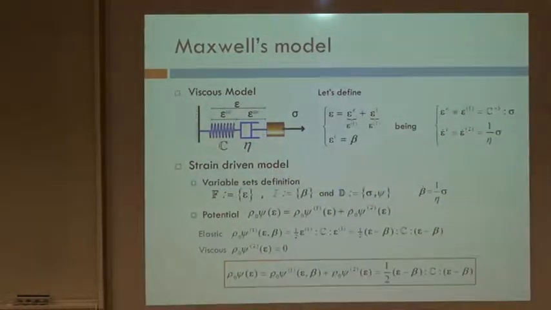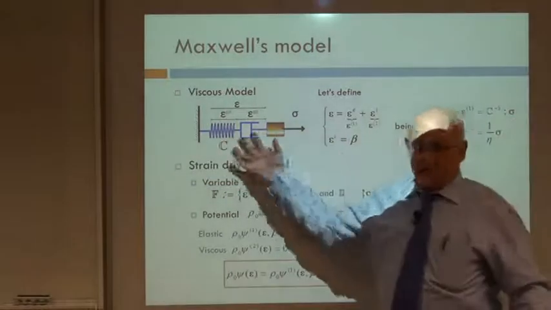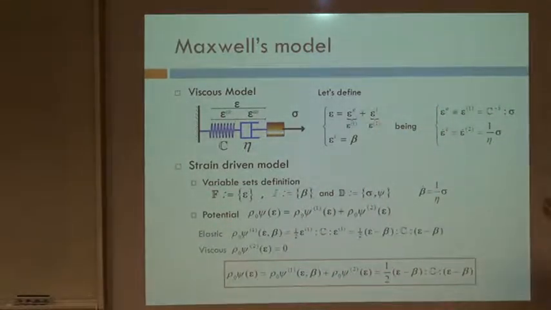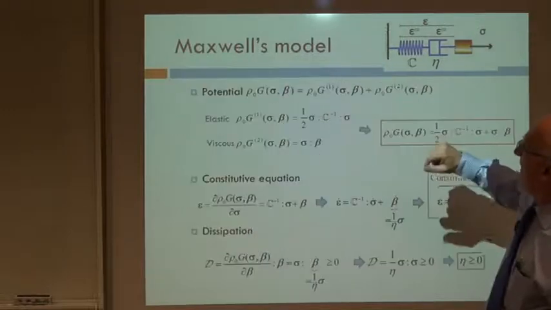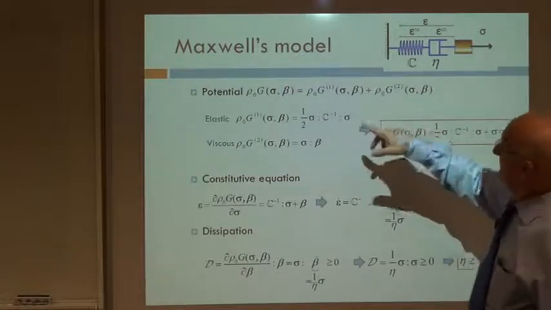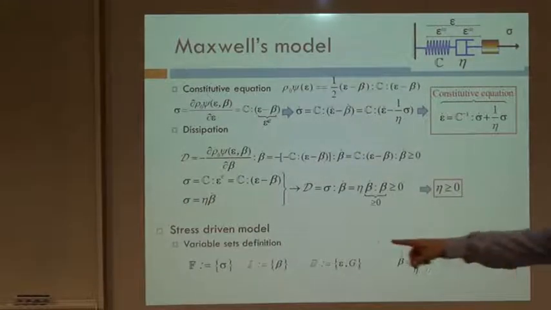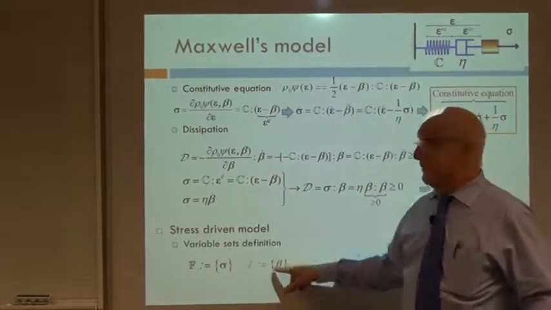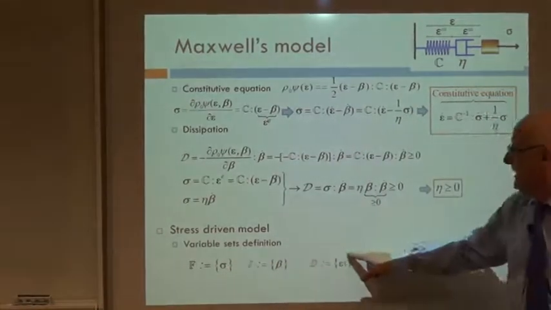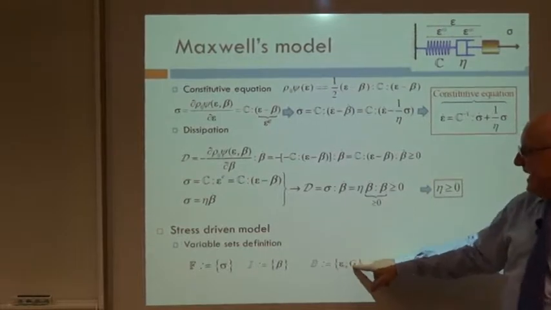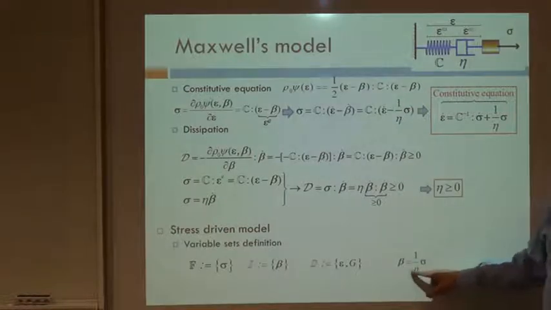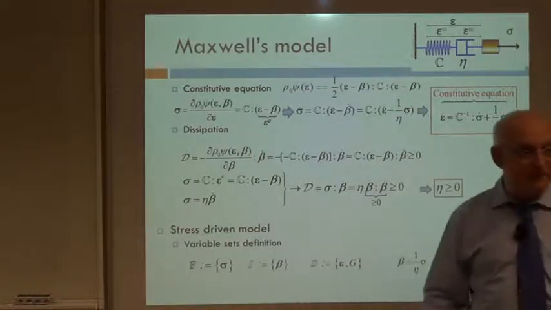What about a stress-driven model? What if I wanted to formulate the equation of this equivalent material in a stress-like variable? Okay, a stress-like context. Then what will I do? I will consider the free variable, the stresses. The internal variable, the same. And then the dependent variables are the strain and the Gibbs potential. And the evolution equation is the same as before. Beta dot equals 1 over eta times sigma.